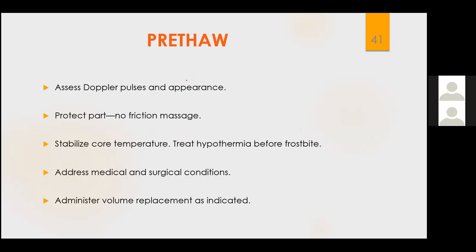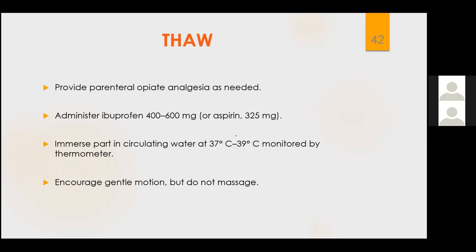The first principle is that a patient with frostbite might already have hypothermia, so we need to treat hypothermia before frostbite. We also need to address any medical and surgical conditions involved. If the patient is hypovolemic, we give fluid resuscitation as indicated. During the thaw phase, we provide opiate analgesia as needed. We can also give ibuprofen 400 to 600 mg or aspirin, because thawing can be a very painful treatment.